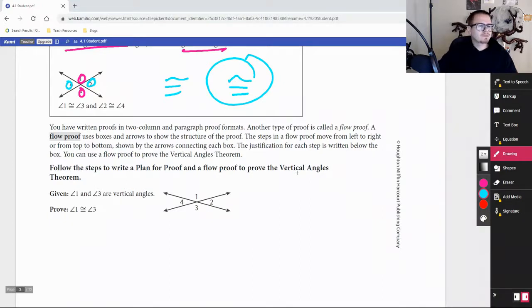So we got something called a flow proof. And again, boxes and arrows. I'm not really going to talk too much about that. But anyways, we want to prove that we're given 1 and 3 are vertical angles. So 1 and 3, we're saying that. But now we got to back it up. We got to provide claims. Don't be fake news.